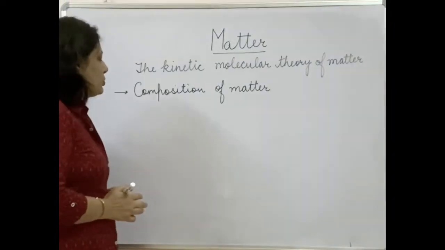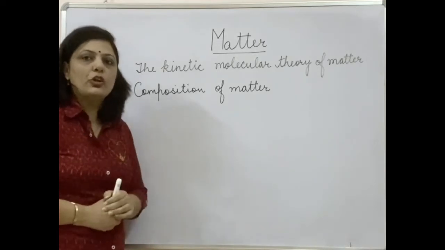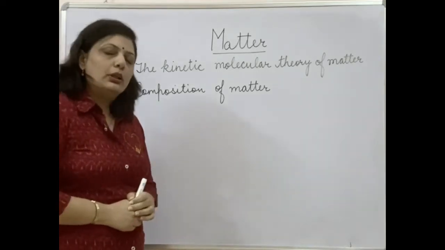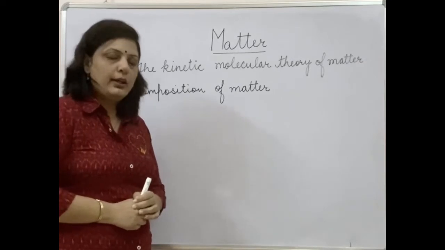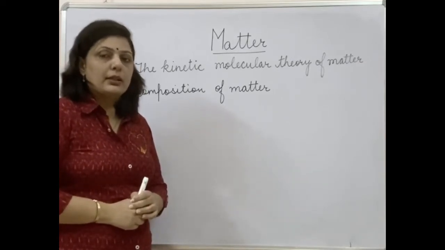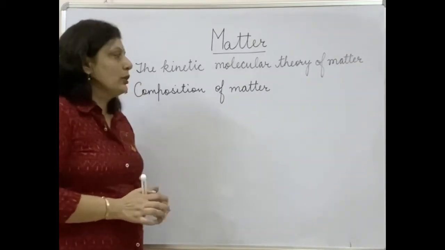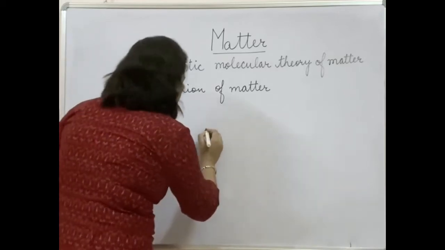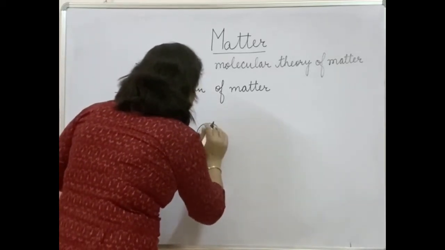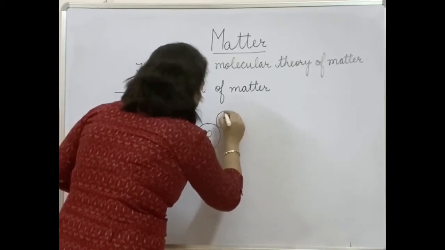Now the first postulate which I just told you is composition of matter. Composition of matter means whether I am talking about a solid, liquid or a gas, all the molecules present in a particular matter will be the same or identical in all respects. For example, I am writing a molecule of water. This is oxygen in the molecule of water and this is hydrogen.